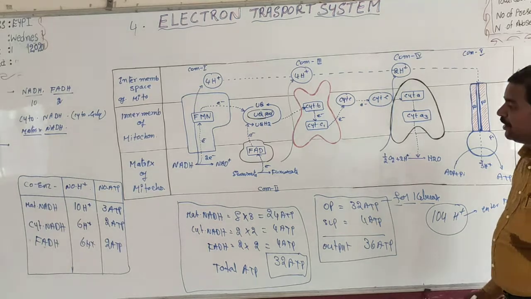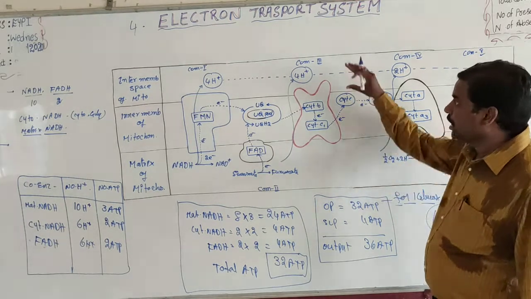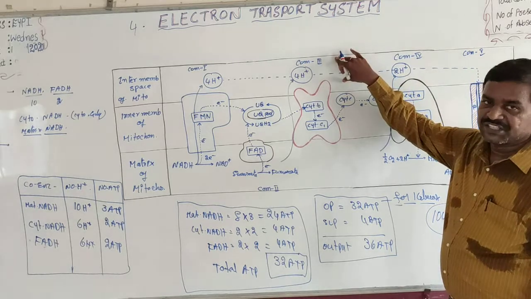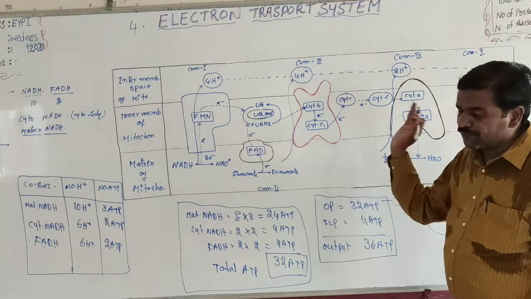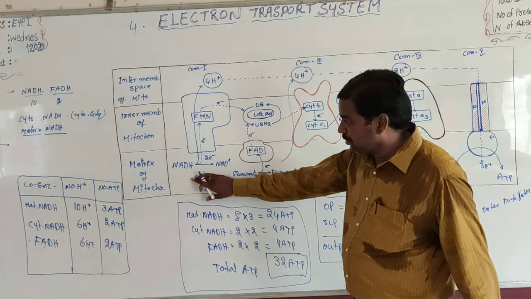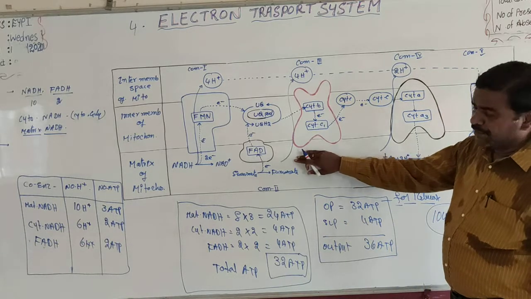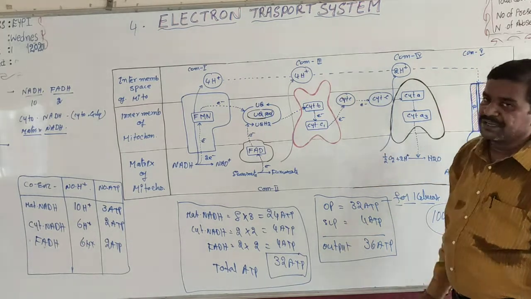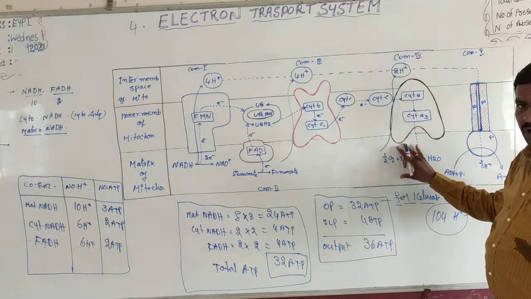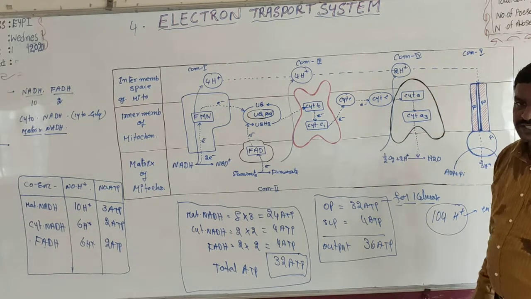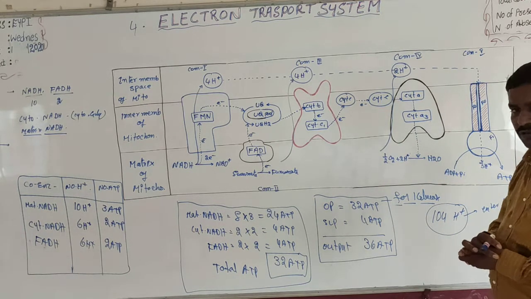But how many H+ are removed from the matrix? 104 H+ are entering the intermembrane space from the matrix. But how many H+ are removed from the matrix? Here 4 removed and 4 enter into the intermembrane space. Here also 4 removed and 4 enter. Here also 4 removed, but 2 enter into the intermembrane space. What about the remaining 2? They help in the formation of water molecule.